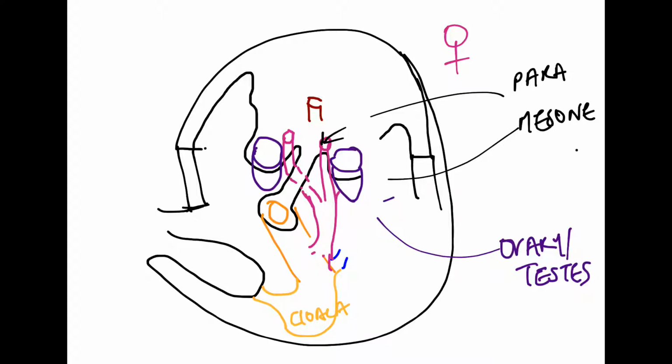Now the paramesonephros, remember it's fused, forms the upper vagina, the cervix, uterus, and fallopian tubes. And also what ends up happening is that the ovary has a ligament attached to it called the gubernaculum, and the gubernaculum pulls the ovary down.